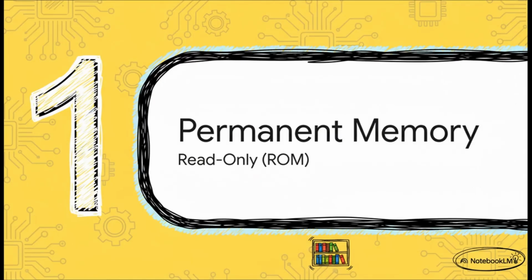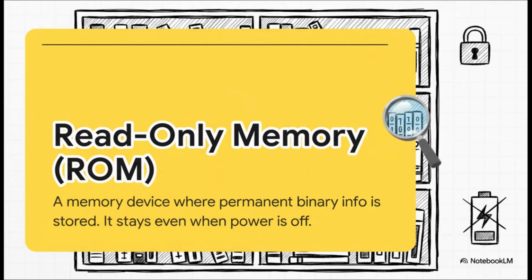So let's start with that permanent library, read-only memory, or ROM. This is the stuff that gives a computer its basic identity. It's what tells it how to wake up and get started in the first place. I mean, the name really says it all, doesn't it? Read-only memory. This is where permanent info lives. And the really critical part? The data stays put even if you pull the plug. We call that non-volatile memory. And it's absolutely essential for things like your computer's basic startup instructions.